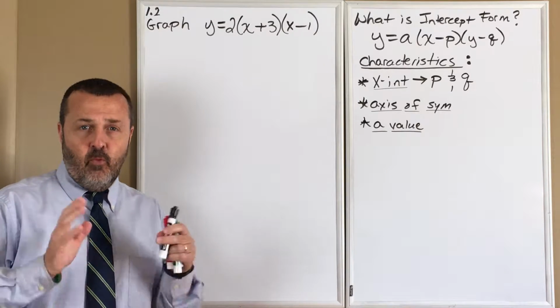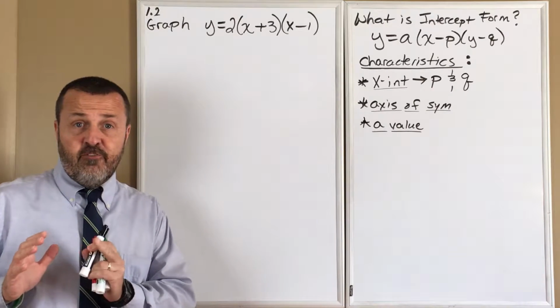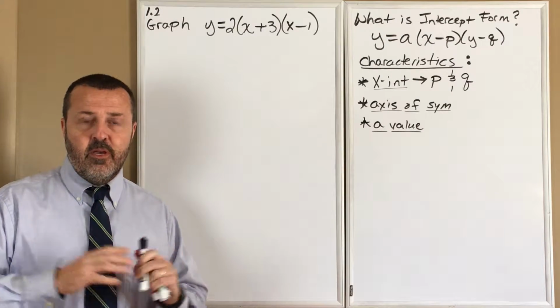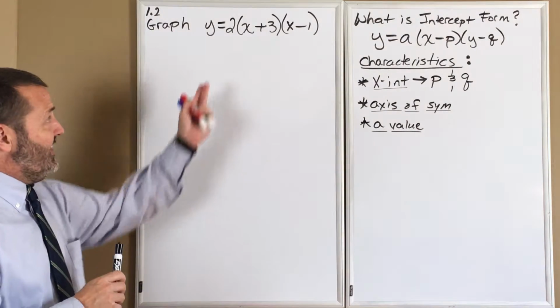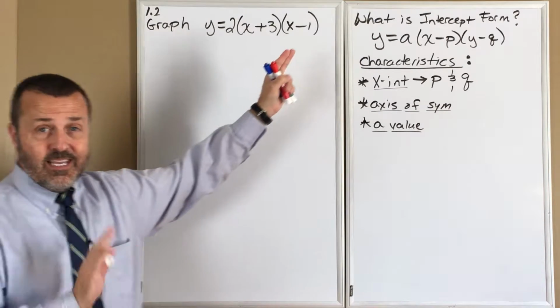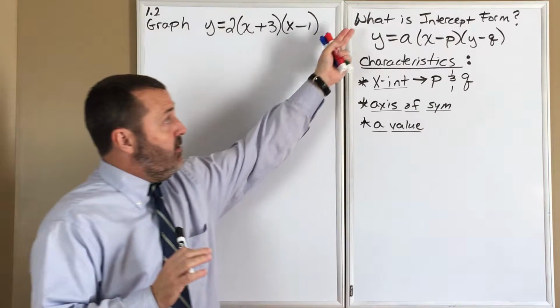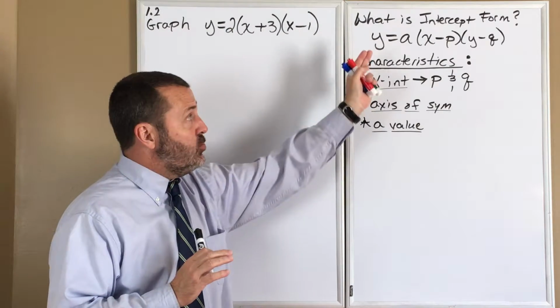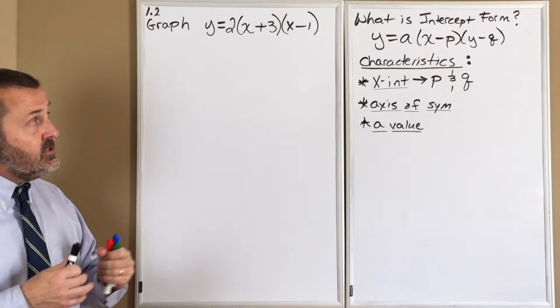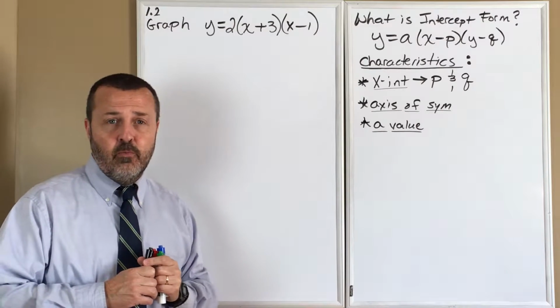We're still in lesson 1.2. We finished the first part where we graphed a function that was in vertex form. Now we're going to graph a function that is given to us in intercept form. It's important to get copied in your notes what intercept form looks like. It's y equals a times the difference of x and p times the difference of x and q.